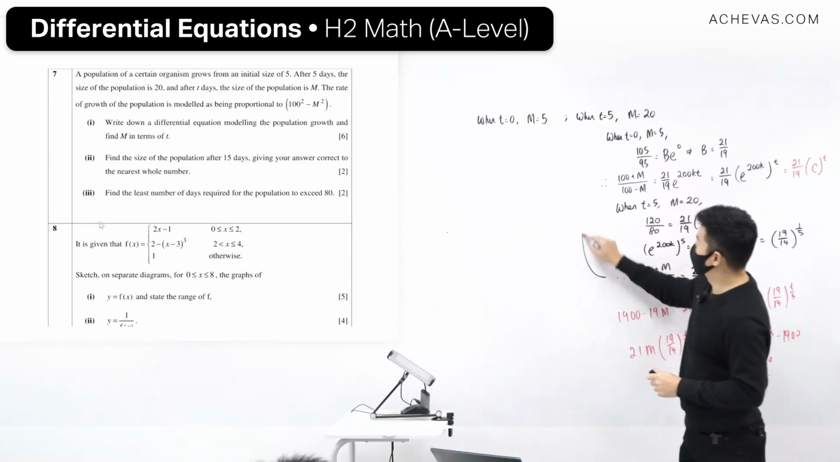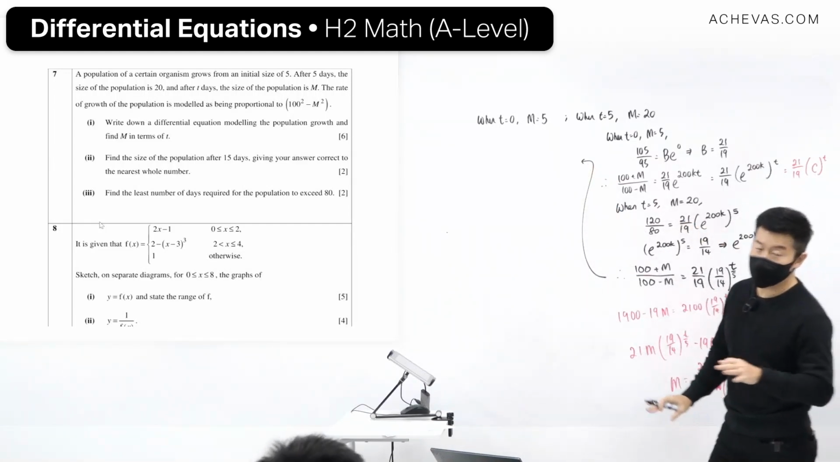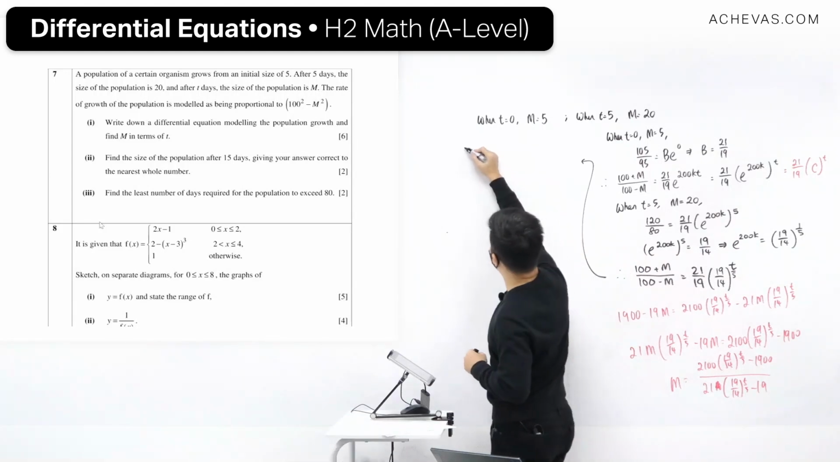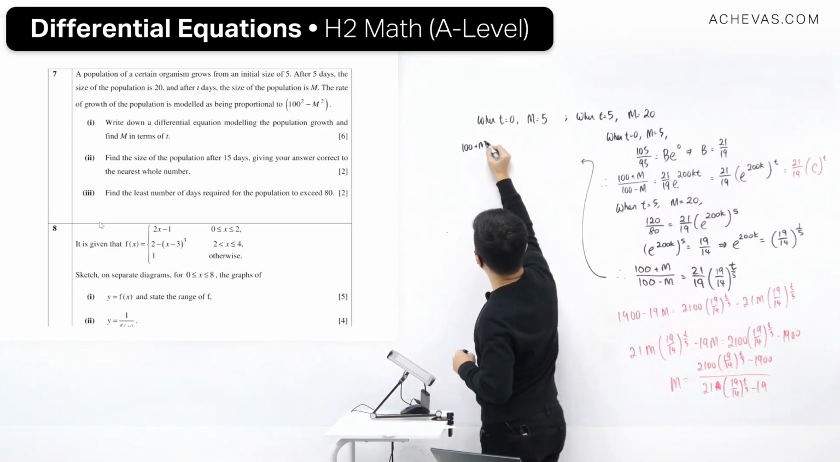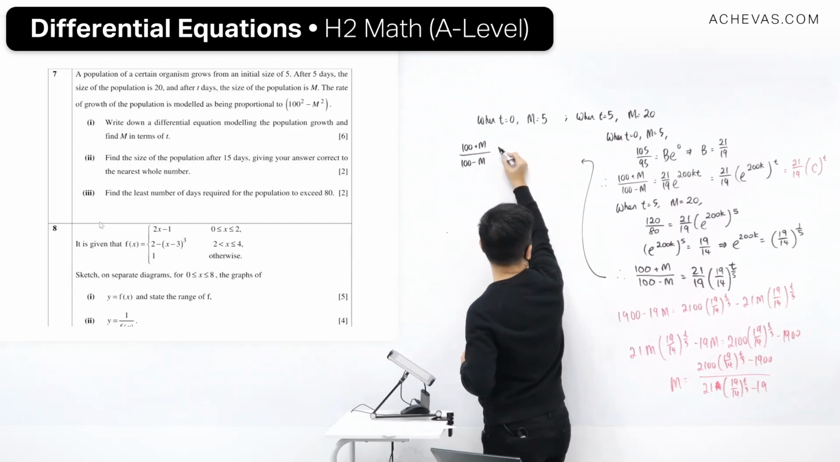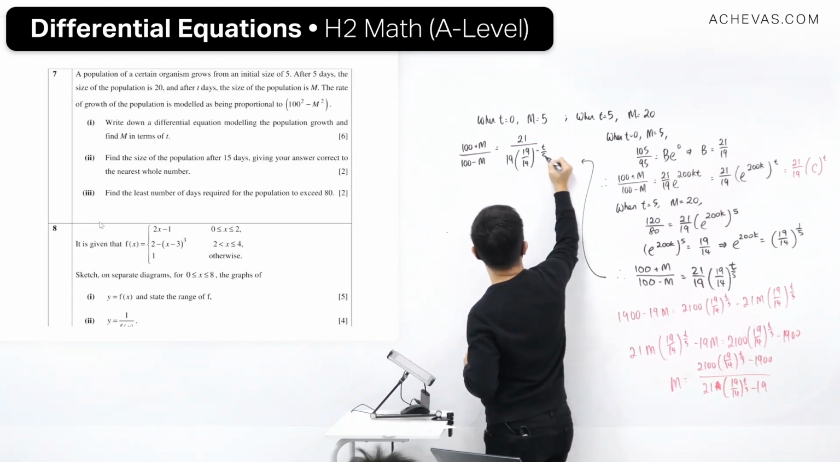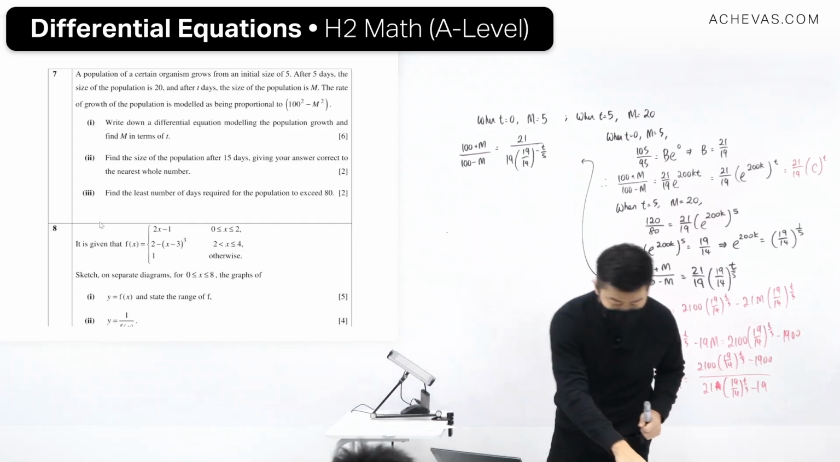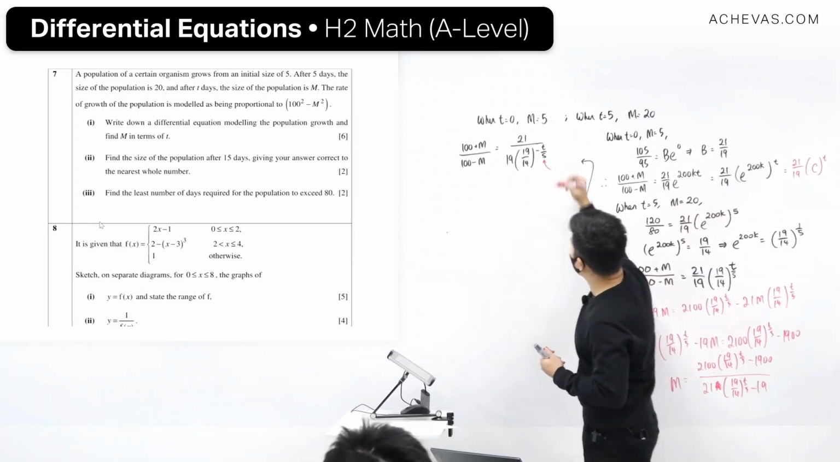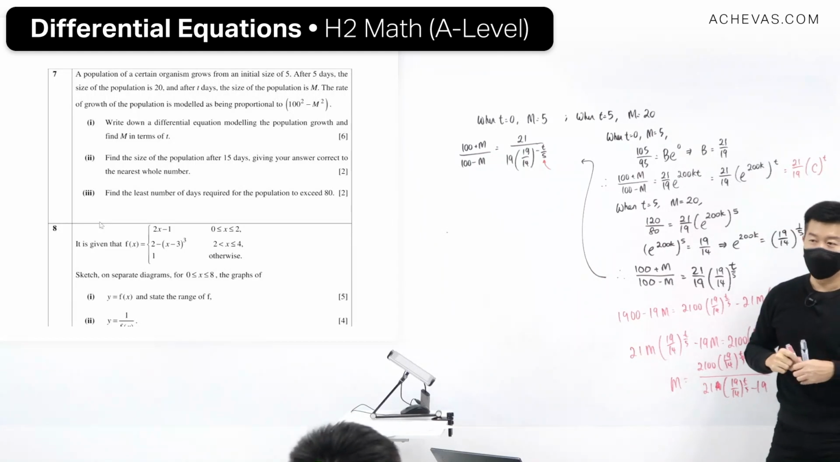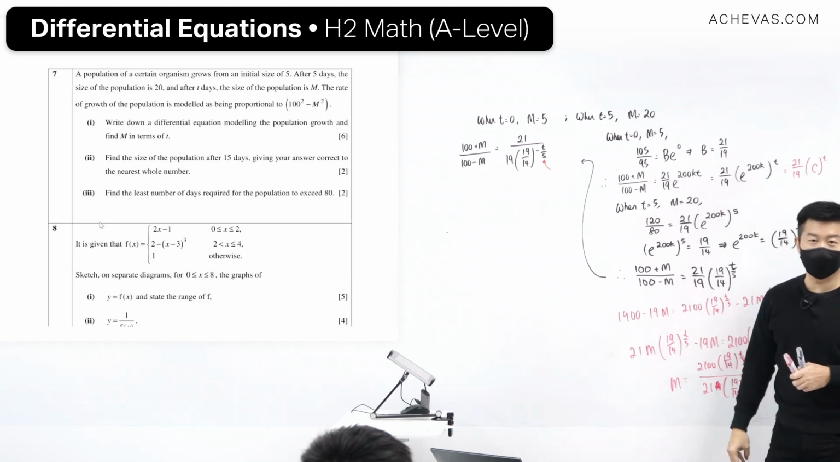By doing this is very useful. So if the question didn't say anything, I'll usually do something like this. It will be 100 plus m divided by 100 minus m. This is going to be equal to, I'm going to rewrite this as 21 over 19, then 19 over 14 to the power of minus t over 5. This is what I'm trying to achieve. A negative power. Negative power is super good when we are discussing about when t tends to infinity.